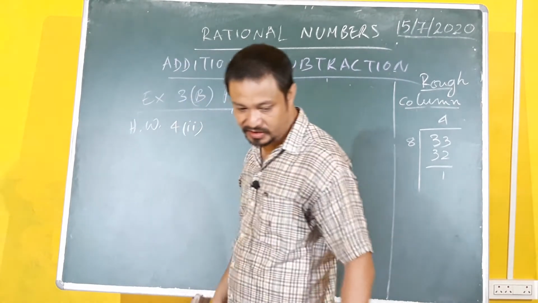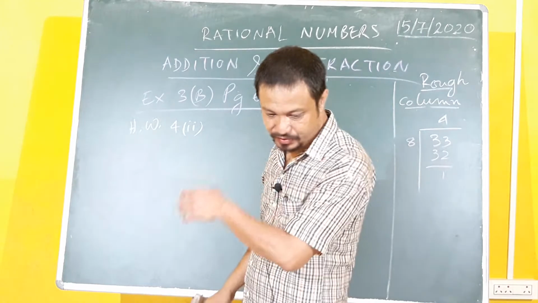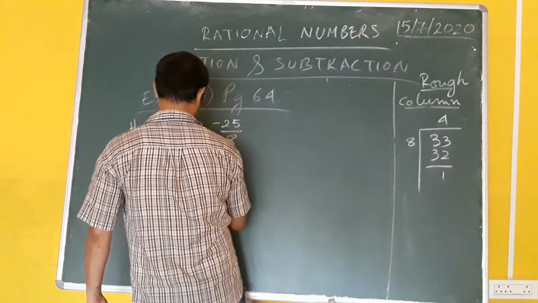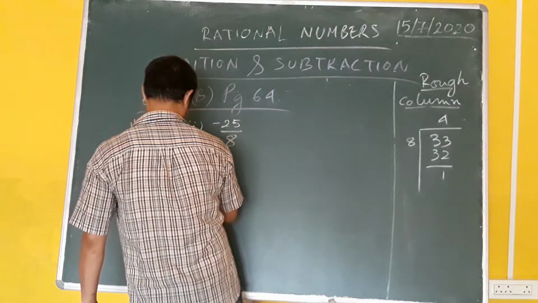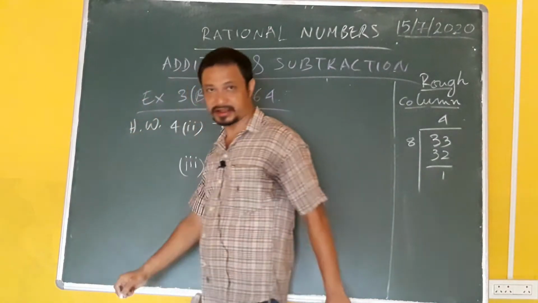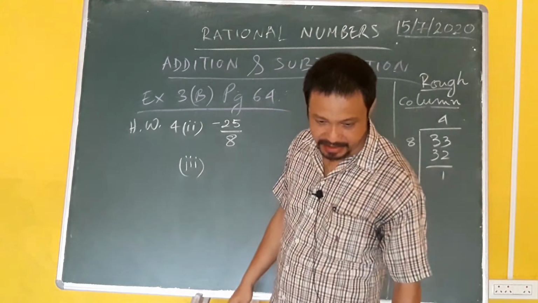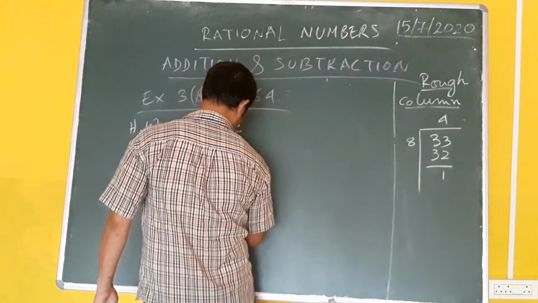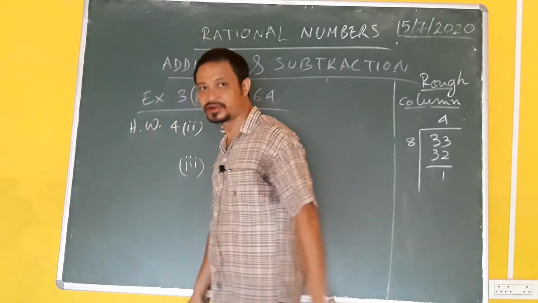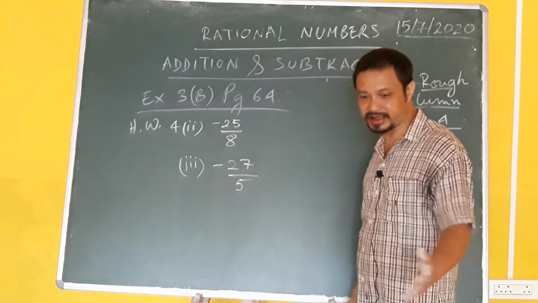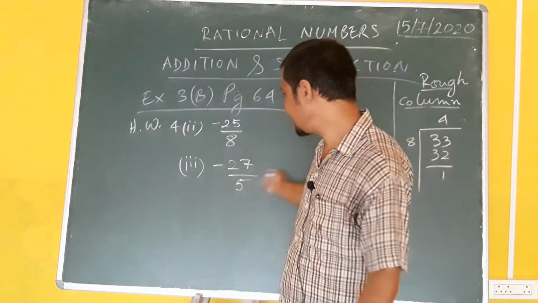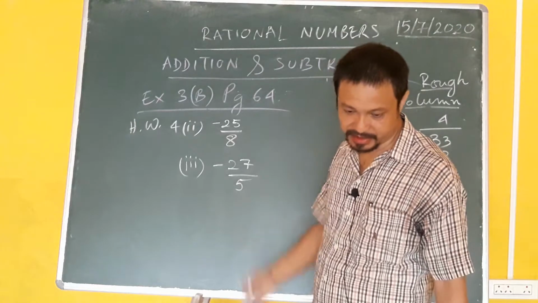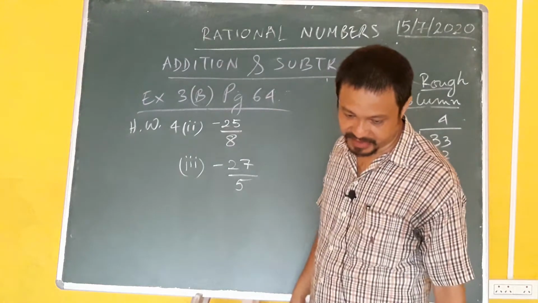Okay. For subsection 2, minus 25 upon 8, and for subsection 3 it is minus 27 upon 5. Okay, solve these two sums, right? It should be clearer for you. It's very easy. Again, sign rules, be careful of that. Okay, just go through it, solve it. It's not very difficult, right?